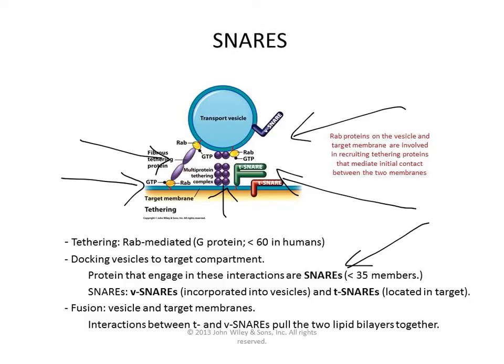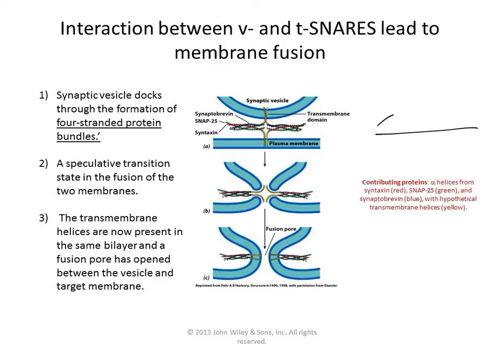There are several different types of SNAREs that have been discovered and that are involved in the fusion process. And interaction between these two, V-SNAREs and T-SNAREs, will help drive fusion once that vesicle is near that target membrane. This particular model is describing how SNAREs might mediate fusion. And it is an ongoing model, so potentially it could change. But ultimately, the vesicle starts to interact with the target membrane through interaction between these SNARE proteins, which involves formation of what's called a four-stranded protein bundle, which involves interactions between helices, which you can see here.